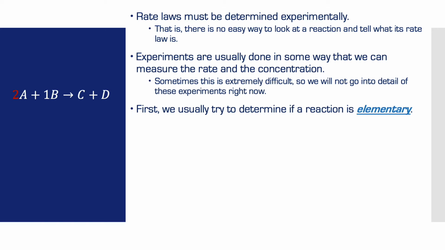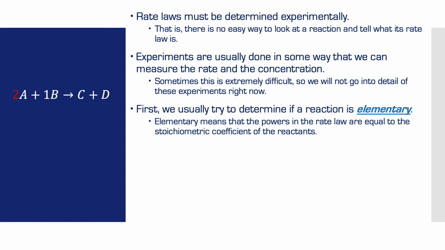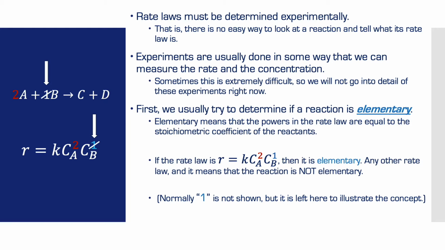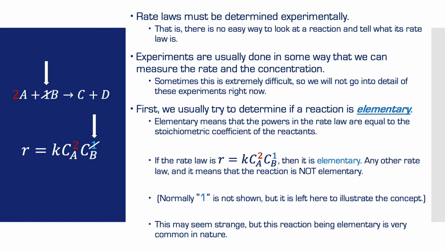Take a look at this one for example. 2A plus 1B react to form 1C and 1D. Elementary means that the powers in the rate law are equal to the stoichiometric coefficient of the reactants. If the rate law is the rate of reaction is equal to the rate constant times the concentration of A squared times the concentration of B, then it is elementary. Any other rate law, and it means that the reaction is not elementary. Normally 1 is not shown, but it is left here to illustrate the concept. This may seem strange, but this reaction being elementary is very common in nature.